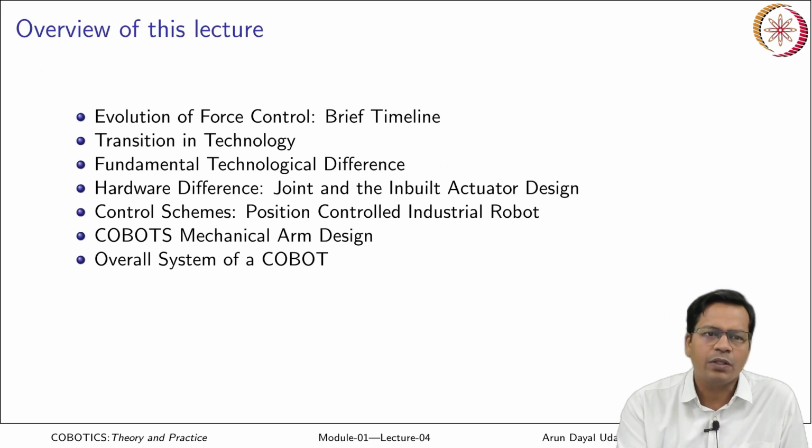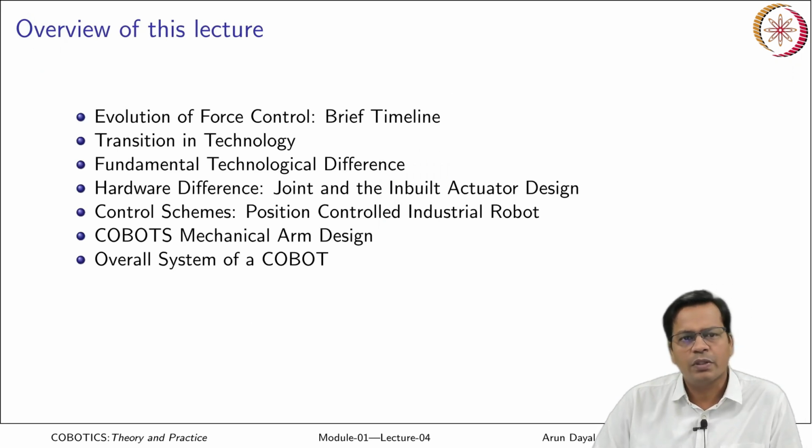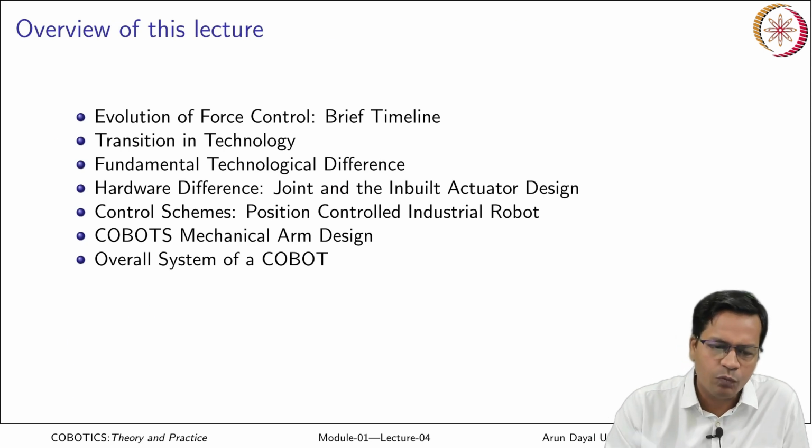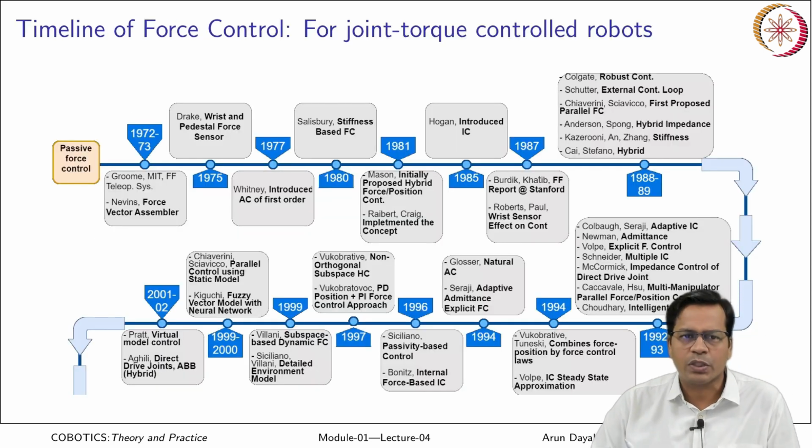So, I will be discussing the evolution of force control, its brief timeline, transition in technology, fundamental technological difference, hardware difference, joint and the inbuilt actuator design, control schemes, position controlled robot as well as the cobots, cobots mechanical arm design and the overall system of a cobot. So, let us begin with the timeline for force control.